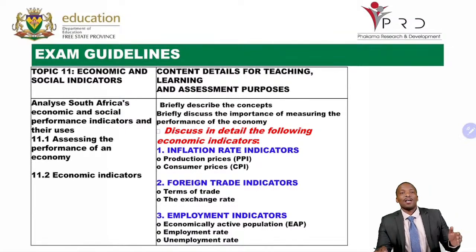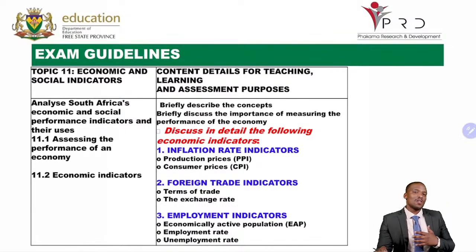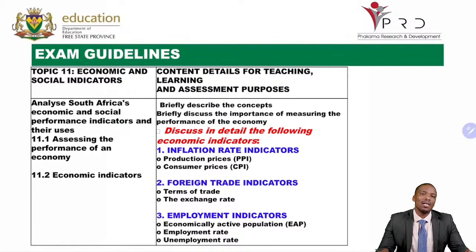The topic has subheadings that you also need to be aware of for 8 marks, for 1 mark under section A, as well as where you need to describe the concepts in section B. So our exam guideline expects us to cover the following 6 subtopics under economic indicators. The first one is inflation indicators. There we're going to be focusing on the 2 instruments, which are the CPI as well as the PPI.